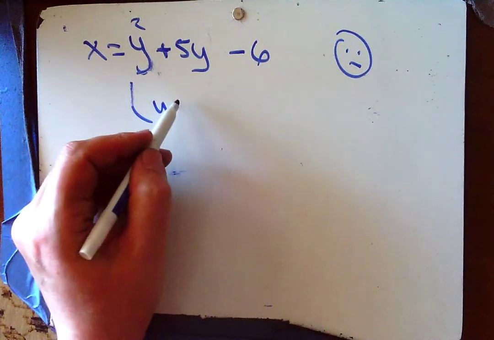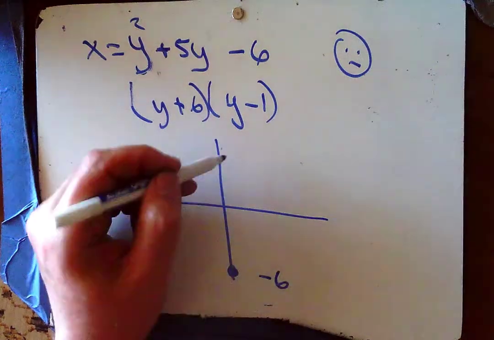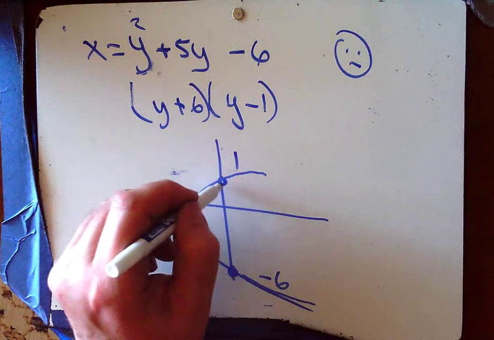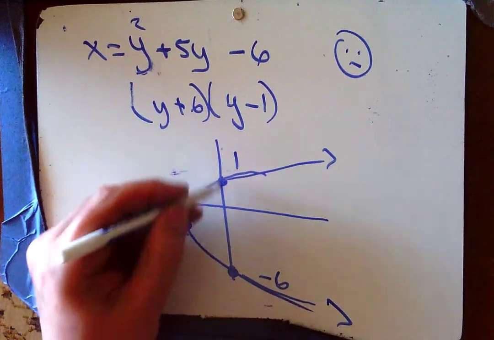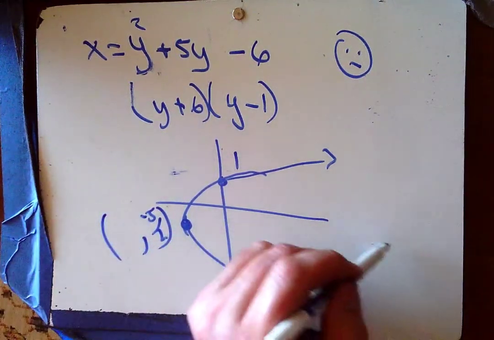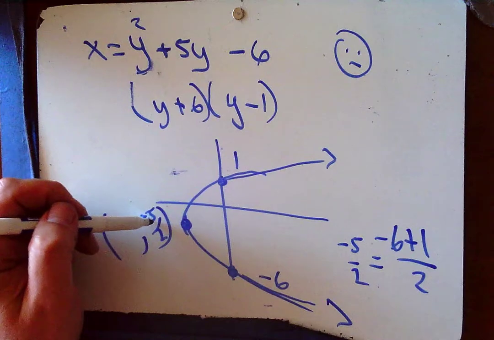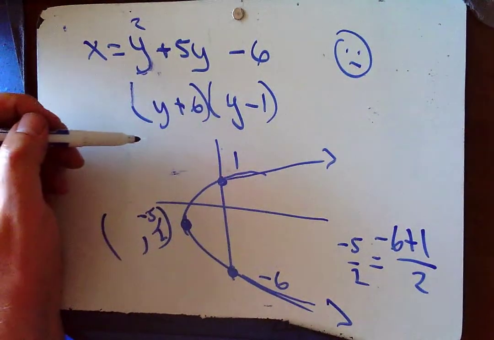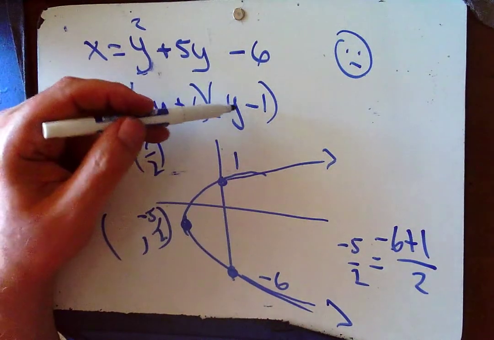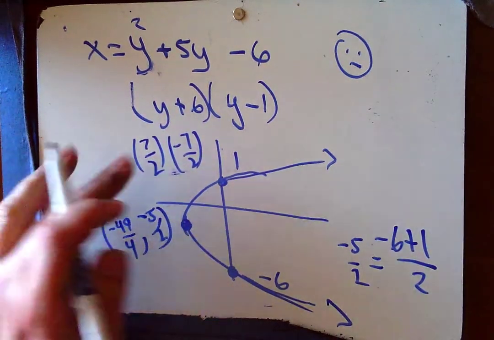Excellent. So y plus 6, y minus 1. I've got y-intercepts at negative 6 and at positive 1. And so my graph looks like this. I know there's a vertex halfway between these, so that's going to be negative 5/2 for the y value, because halfway between negative 6 and 1 is going to be negative 5/2. And then I need to find the x value there. So I take this y value and I plug it into these places. Negative 5/2 plus 12/2 is 7/2. And negative 5/2 minus 2/2 is minus 7/2. And so I get negative 49/4 there.